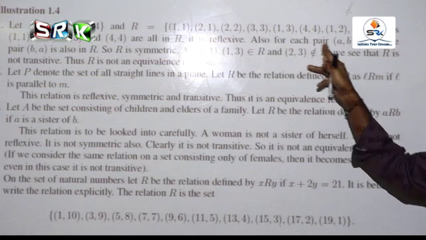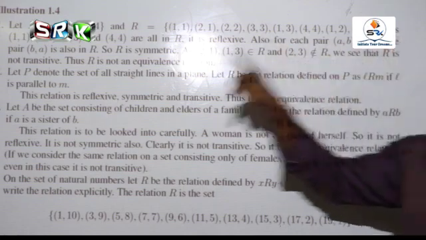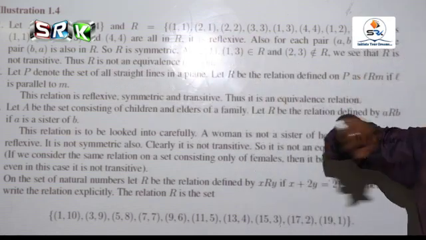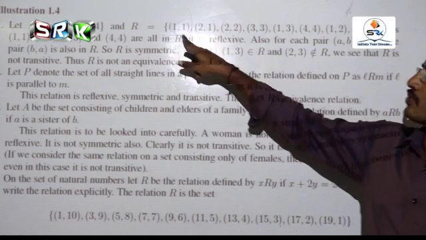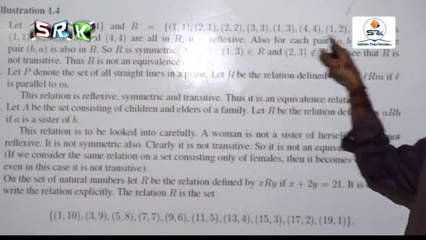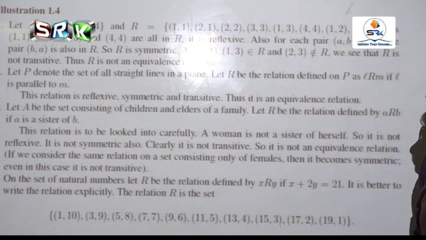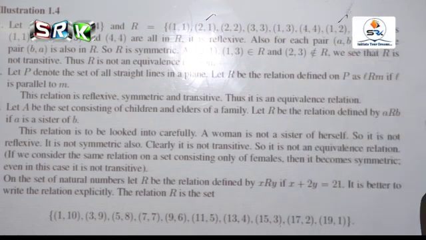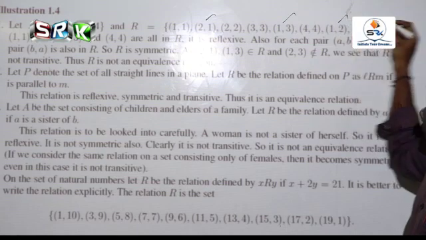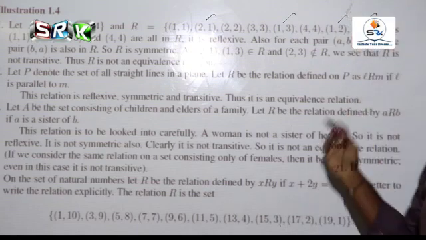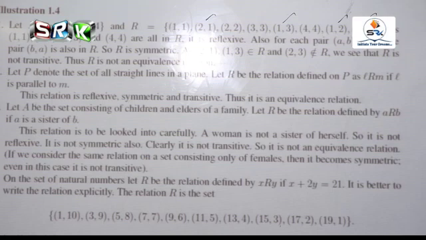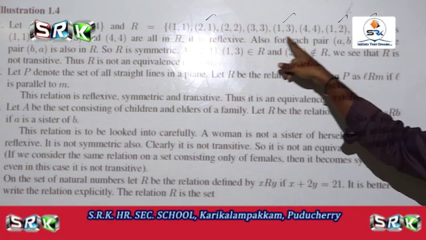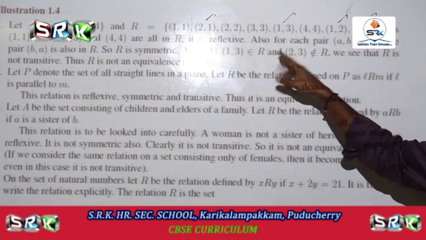Next, for each pair, if (a, b) belongs to R, the pair (b, a) is also in R. So I am going to check that R is symmetric. What about symmetry? (2,1) is there and (1,2) is here. It is clear. So (2,1) and (1,2) are symmetric. And the next one, (1,3) and (3,1), is also symmetric. What about the next one, in terms of (2,3)? (2,3) is not here.